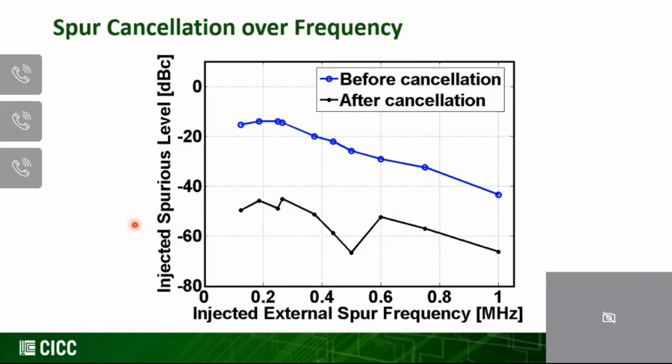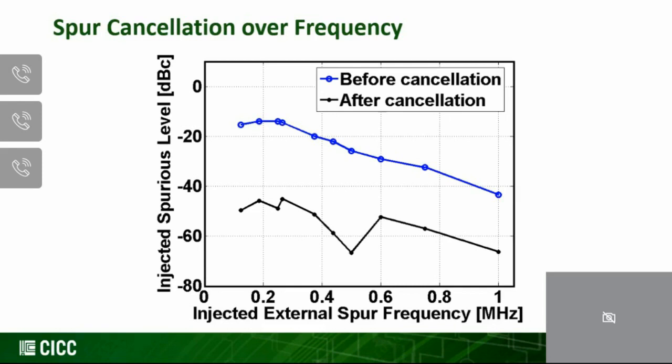And note that the actual accuracy that you can achieve for this spur cancellation really also depends on the step size that we use for that coordinate descent search. A finite step size will lead to better cancellation, but of course, if you do that, it will trade off the convergence time.